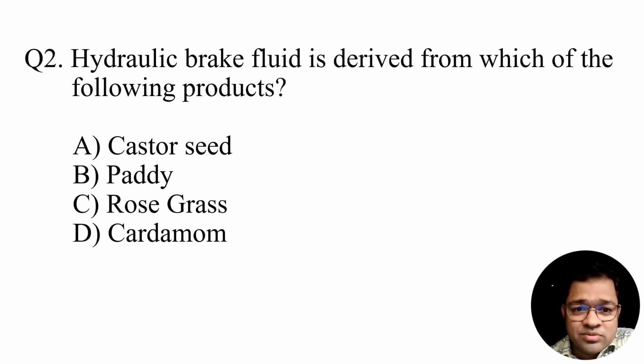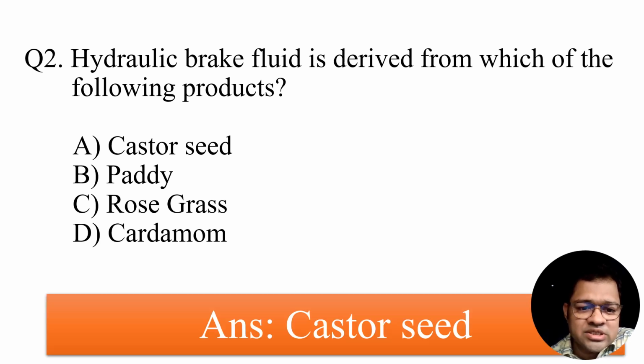I am discussing the oil which is consumed by the consumer and the oil which is consumed by the industries. Normally castor seed produces the oil used mainly in the industries. It is a non-edible oil. It is replacing nowadays any type of synthetic materials used in brake fluid. The answer is castor seed. Hydraulic brake fluid is derived from the castor seed.